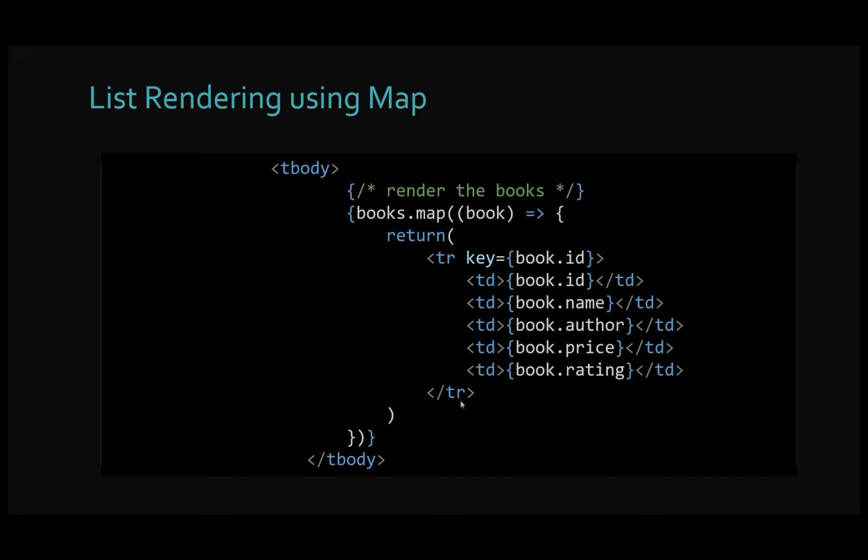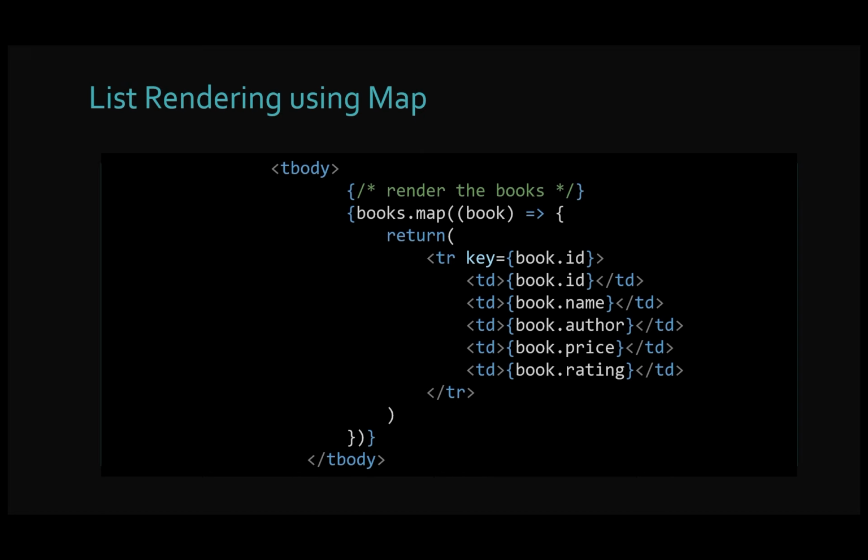Hi, let's discuss how to render a list in React.js. To render the list, we need to use a special method called map that is available in an array. We are going to demonstrate this example using the books array.